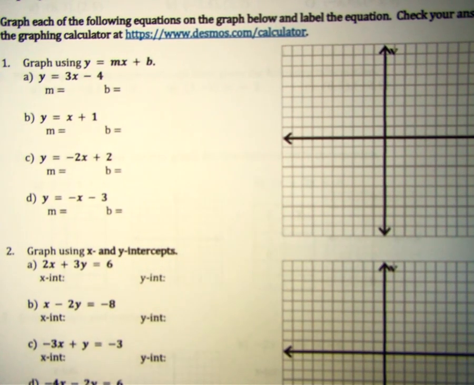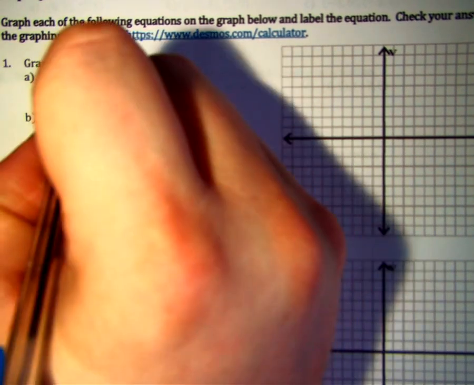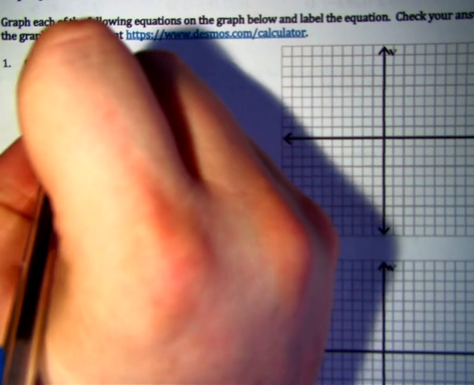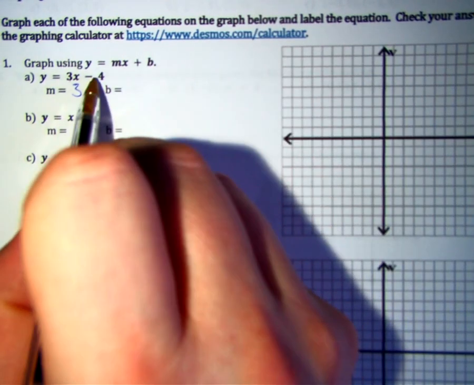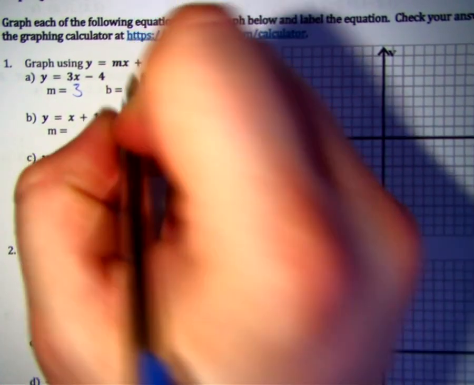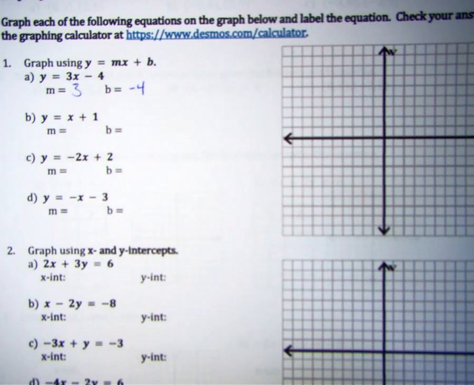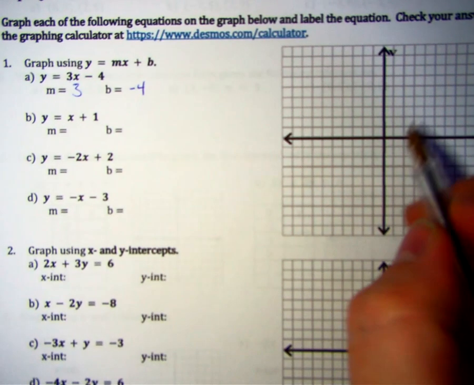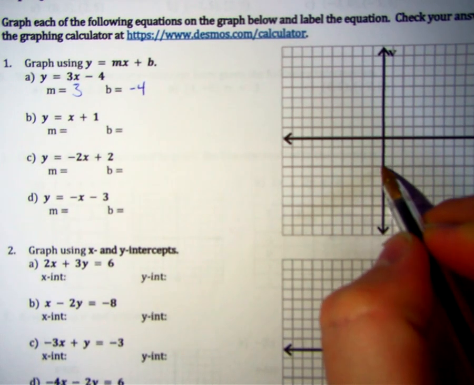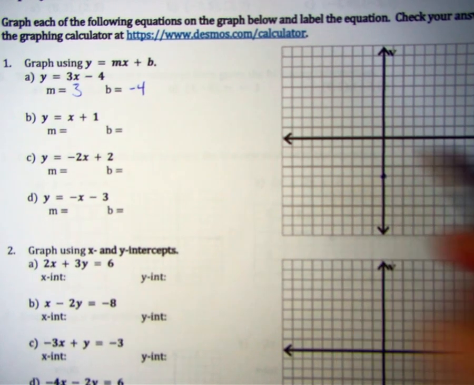So our first graph is y equals 3x minus 4. We want our m value, which is in front of the x, that's 3. We want our b value, which is negative 4. And when we're going to graph, we're going to, again, begin with the b value. So the b value is negative 4. 1, 2, 3, 4. That's going to be right here.